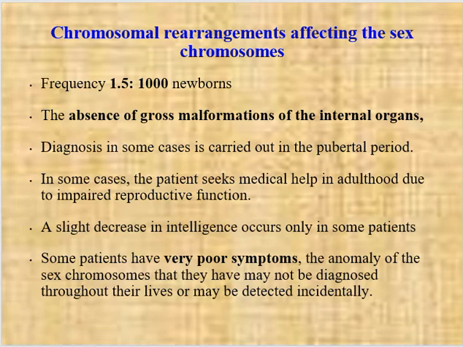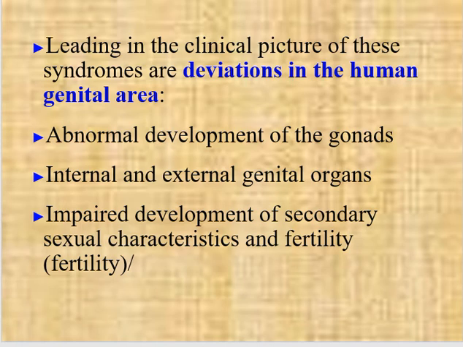Some patients have very poor symptoms. The anomaly of the sex chromosomes that they have may not be diagnosed throughout their lives or may be detected incidentally. Leading in the clinical picture of these syndromes are deviations in the human genital area, abnormal development of the gonads, internal and external genital organs, impaired development of secondary sexual characteristics and fertility.